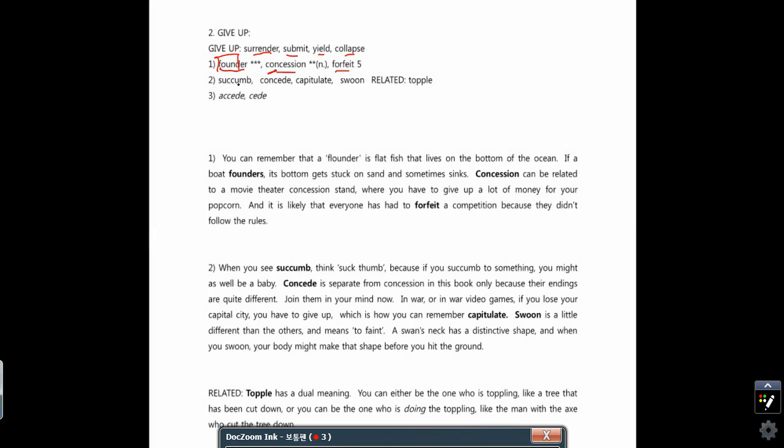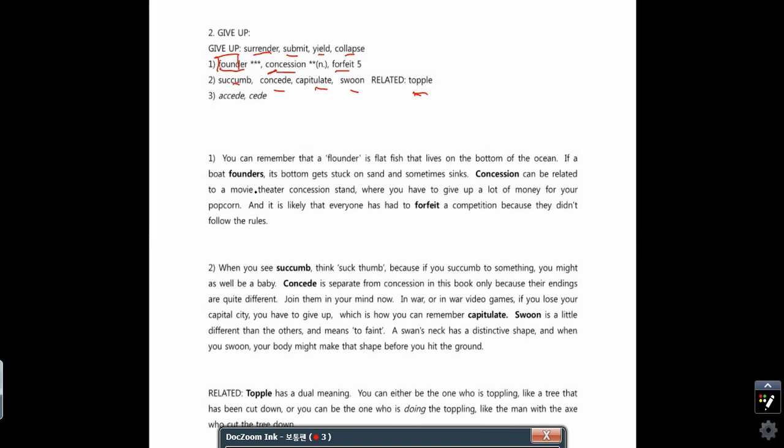In level 2, we have succumb, concede, capitulate, swoon, and topple. Now, topple means to fall over, but topple can also be a verb where someone is doing the toppling to you, like you could topple a stack of coins, or simply topple on your own.